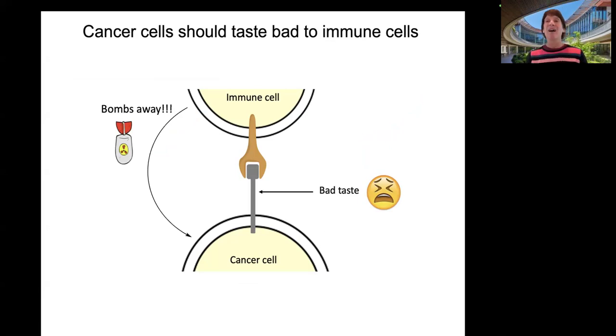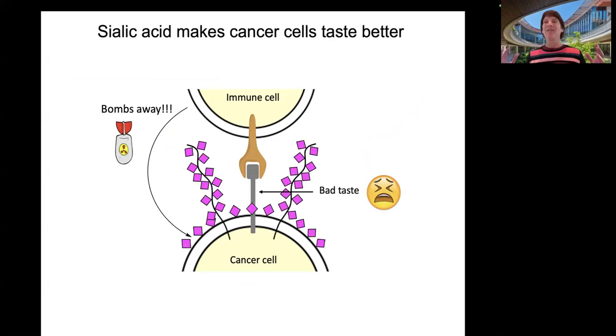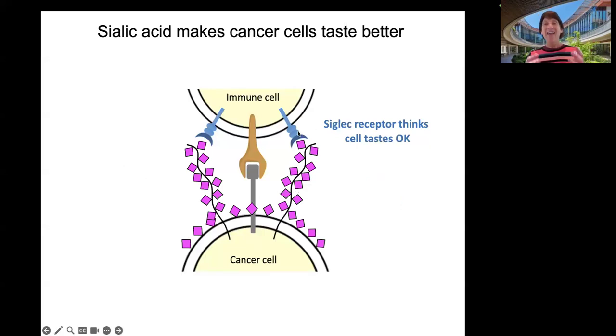However, if the cancer cell, just through random luck and natural selection, happens to figure out how to coat itself with a tropical jungle of sialic acids, that cancer cell now can shake hands with one of the Siglec receptors, or maybe multiple Siglec receptors. And that tells the immune cell, hey, that cell tastes good. I don't think it's a cancer cell. No bombs, lay off, move along. So natural selection would allow the cancer cell to thrive as long as it had a coating of sialic acid.